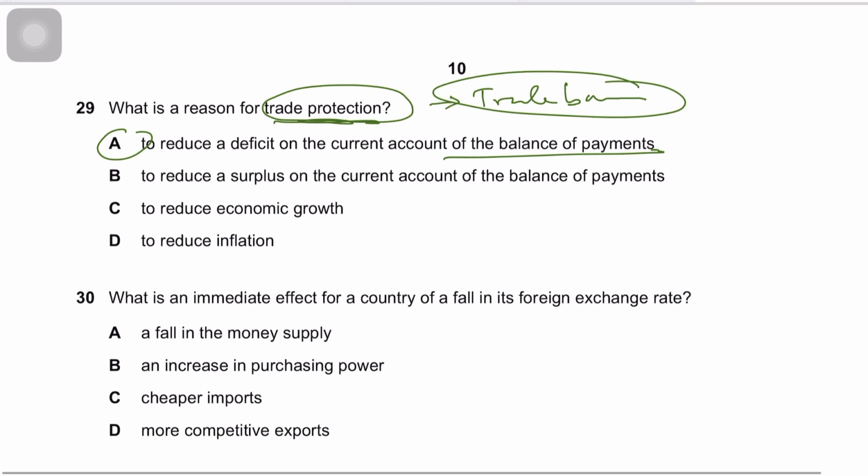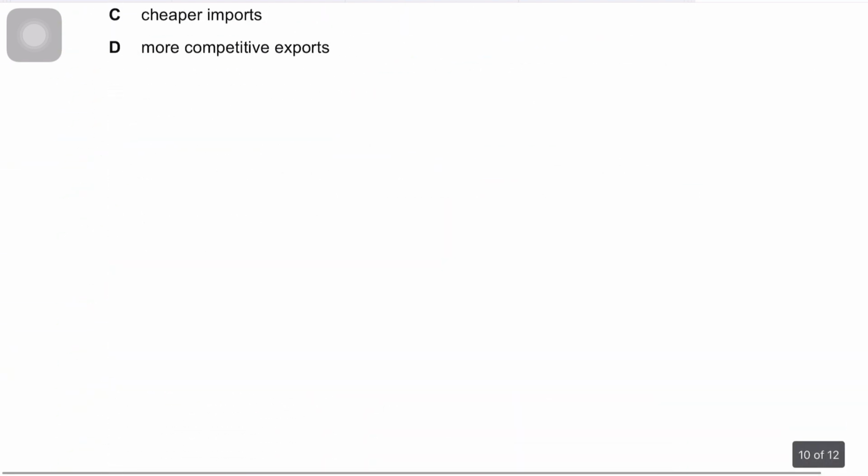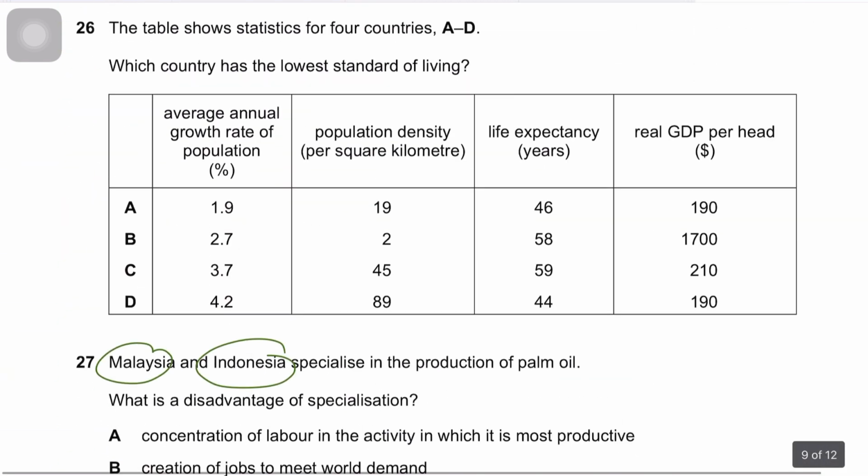As far as 30 is concerned, what is an immediate... Again, this is the same, a repeated question from variant 2. I have given a detailed explanation for it as well. So I think that completes our paper. That is variant 3, and now we'll move on to the June 2020 paper.